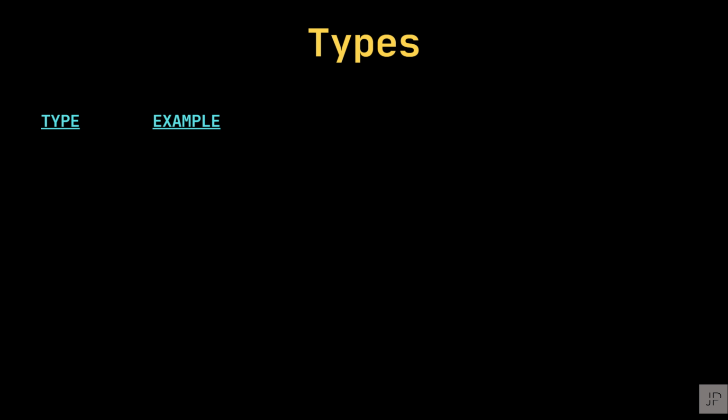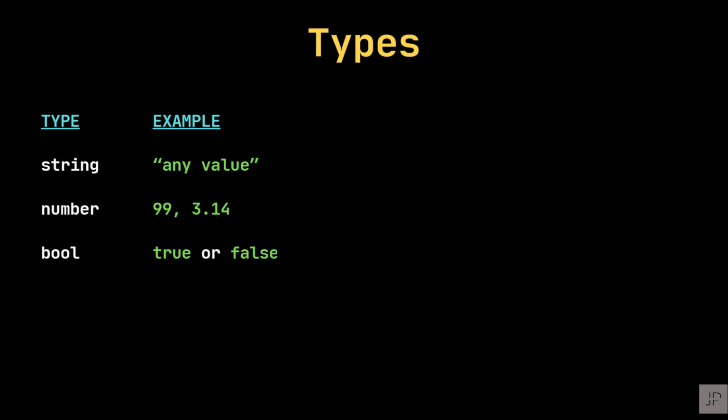The first one is string, which we already saw. It can take any value, but it must be enclosed in double quotes. The next is number. It can take both integer and fractional values. The next is bool. It can take the predefined values, true or false.